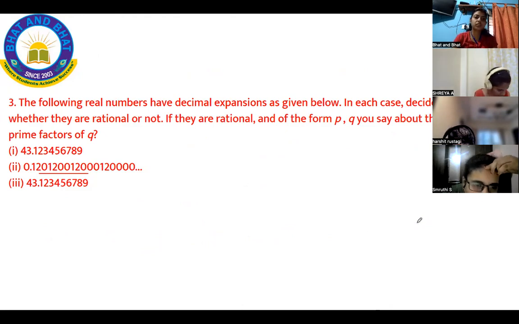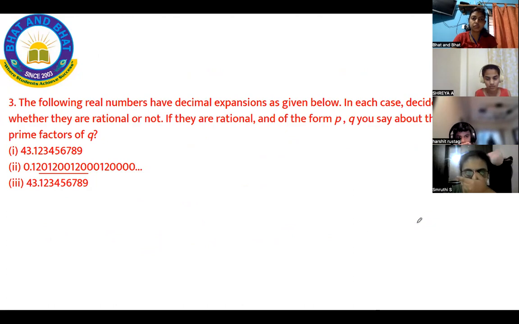The following real numbers have decimal expansions. Oh, it's already 6:23. I didn't see the time. What to do? Ma'am, we can do this question. Yeah, we'll finish this question.